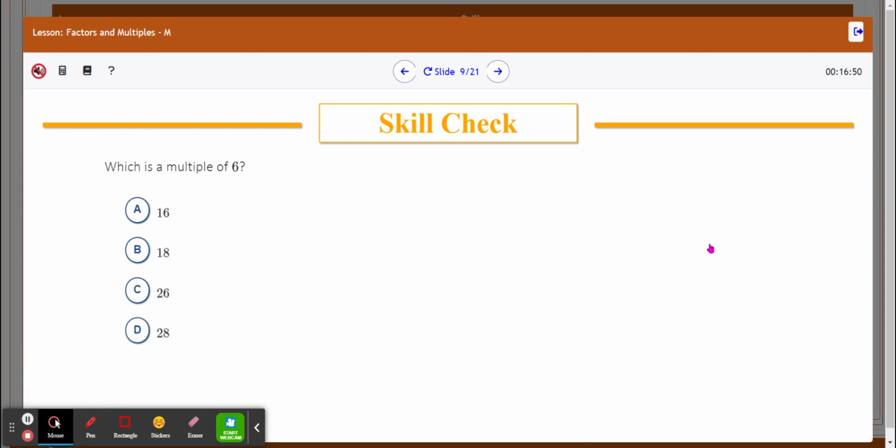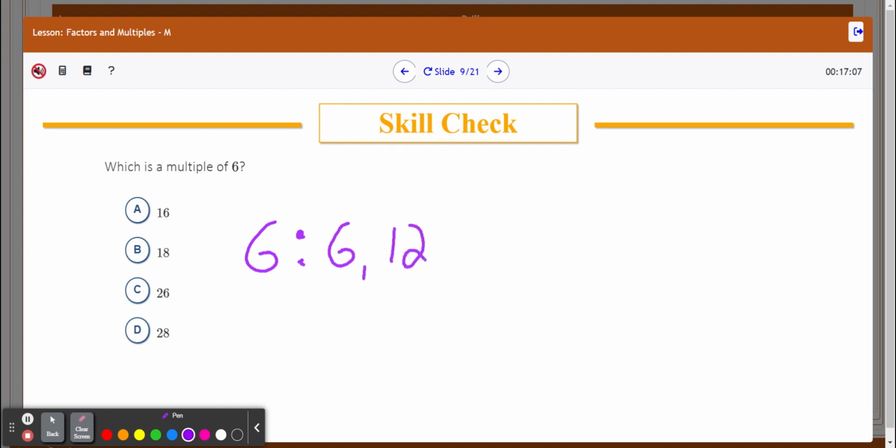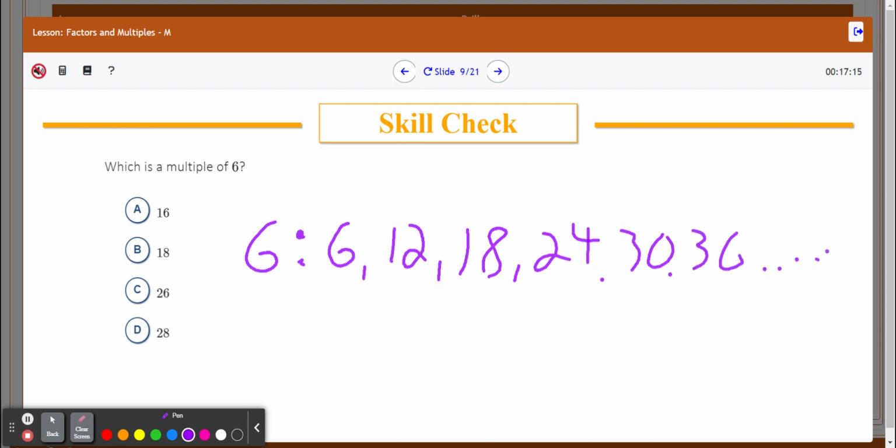All right, let's look at this question. It says, which is a multiple of 6? Well, to figure out the multiples of a number, start with this number and just start multiplying it until you get to which one's a multiple. So 6 times 1 is 6, all right? 6 times 2 is 12. 6 times 3 is 18. 6 times 4 is 24. 6 times 5 is 30. 36, and so on.